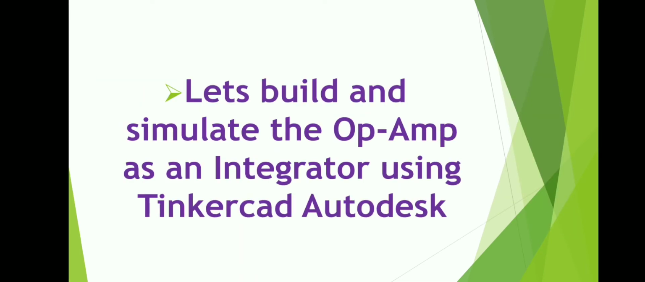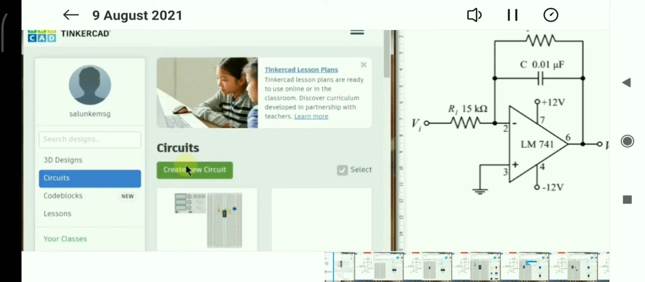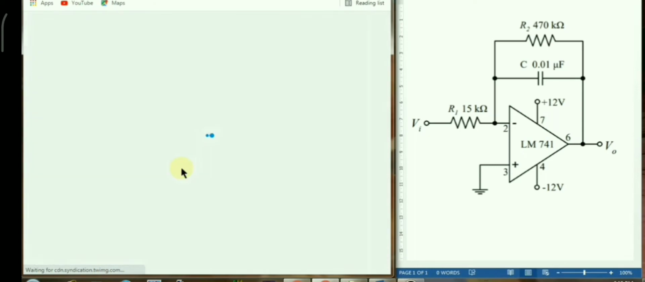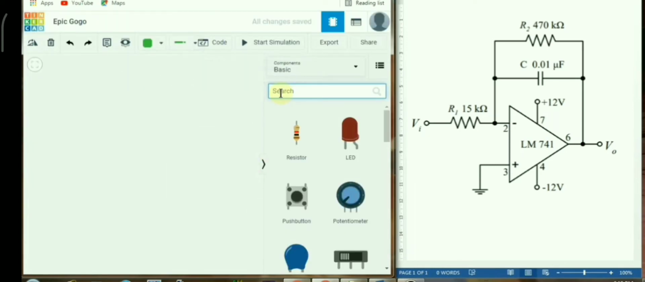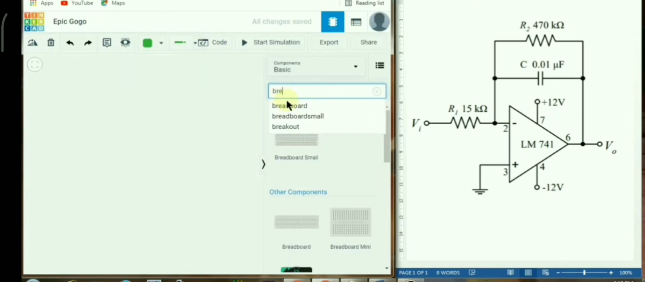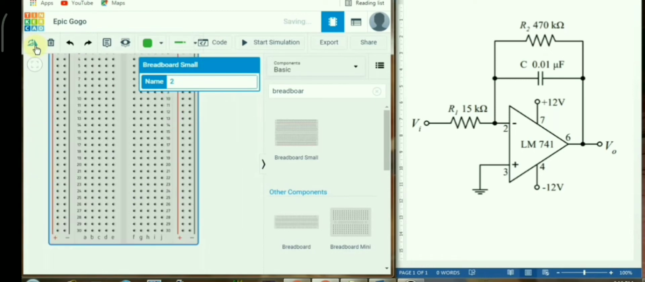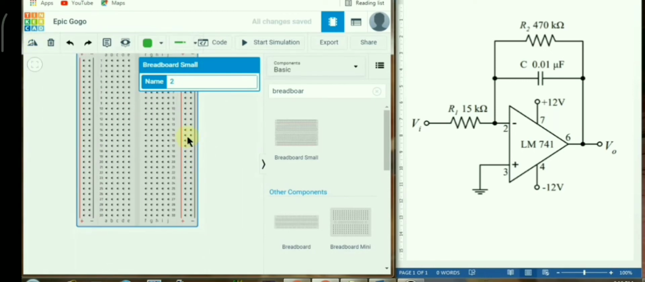Let's build and simulate the op-amp as an integrator using Tinkercad Autodesk. Let's see the circuit diagram. Go to Tinkercad Autodesk, then create a new circuit. In this we require a breadboard, two power supplies, resistors, operational amplifiers and capacitors.